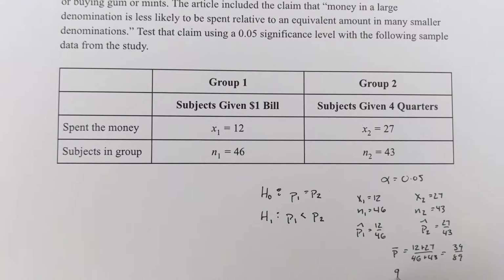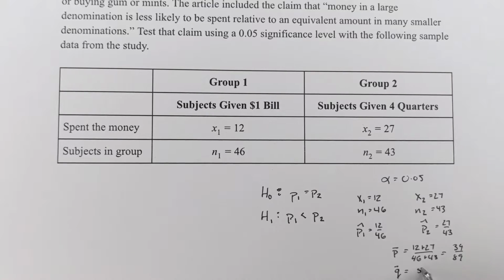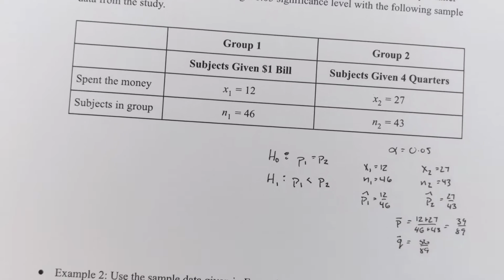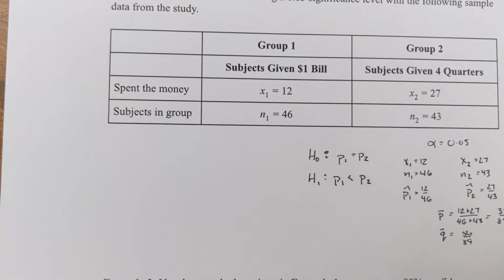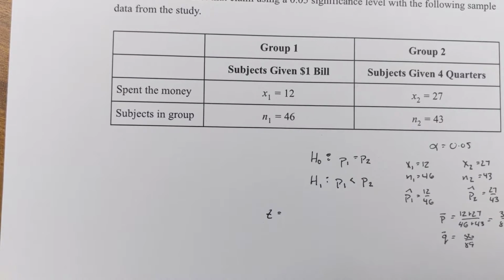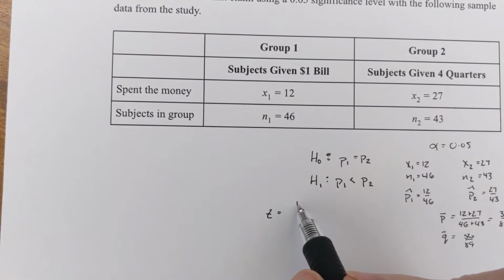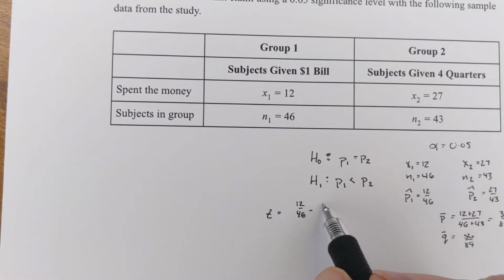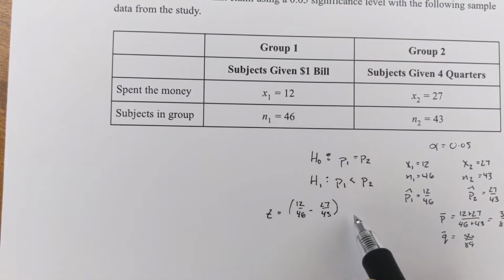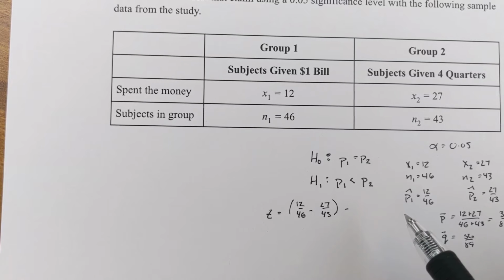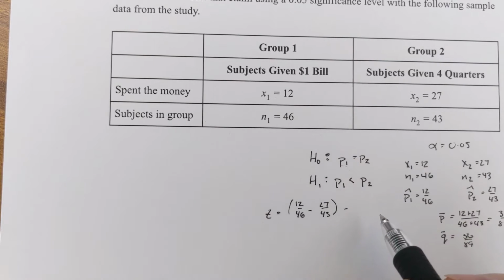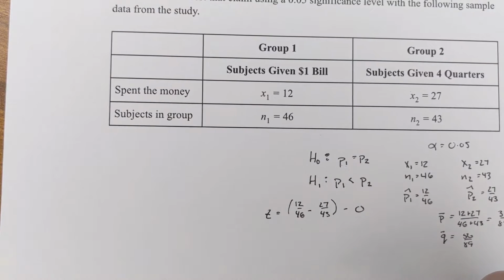Which means that q-bar is 50/89, 89/89 minus that. Okay, so we need to find our test score. So Z equals, the formula is p1-hat, so that's 12/46, minus p2-hat, 27/43, minus the second part, p1 minus p2. But we don't actually know those, but we're assuming that they are the same, which means p1 minus p2 is just going to be 0.